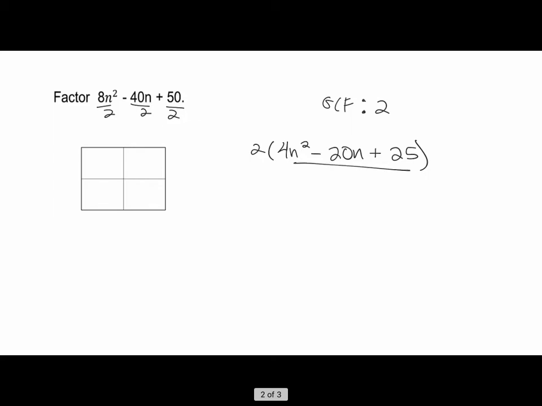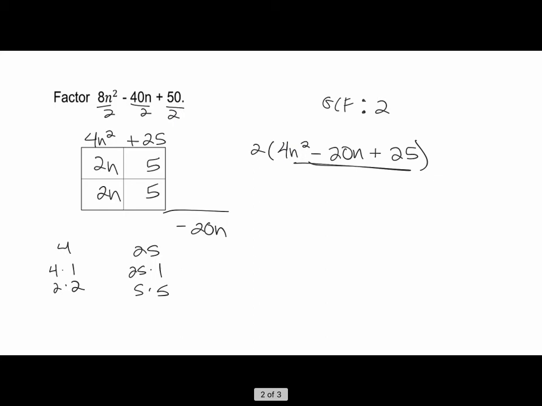So now we want to see if we can factor this trinomial. So factors of 4n squared and positive 25 such that the sum of the products of those factors is the middle term. So n squared's got to be n times n, but 4 could be 4 times 1 or 2 times 2. 25 could be 25 times 1 or 5 times 5. And I like to try the smaller numbers first to see if those work out. So let's try these to start with.